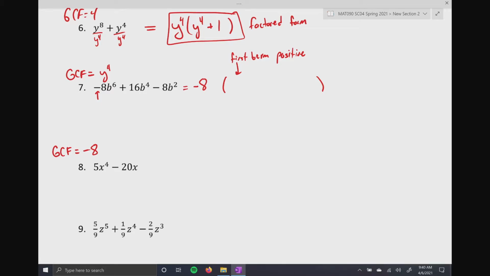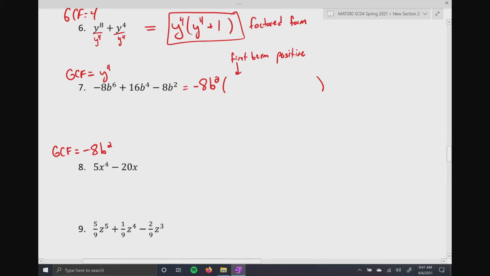All right. Now let's look at the letter b. We have b to the sixth, b to the fourth, b to the second. The smallest exponent is b to the second. Are there any questions so far? This is the first, I think, kind of difficult factoring problem.